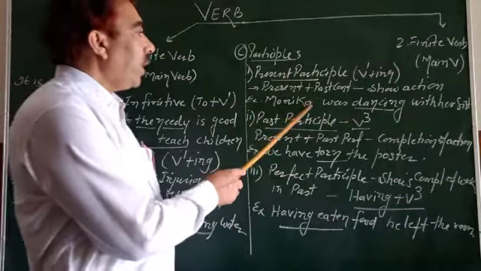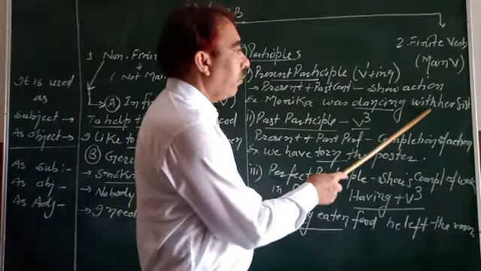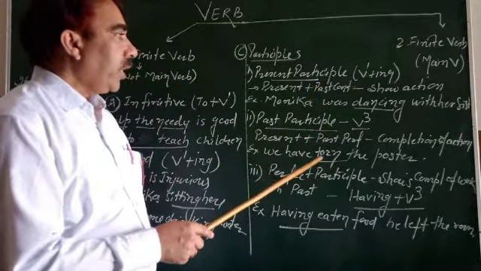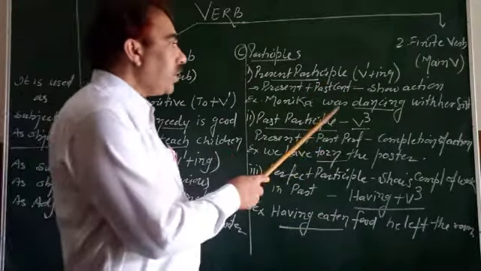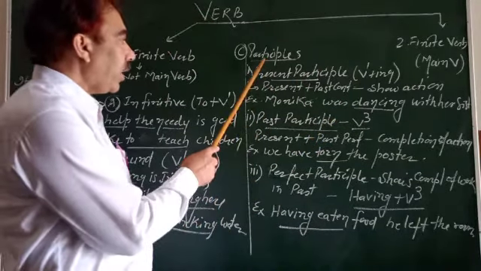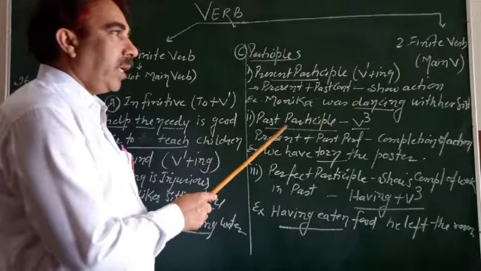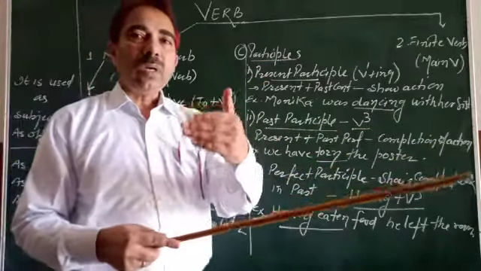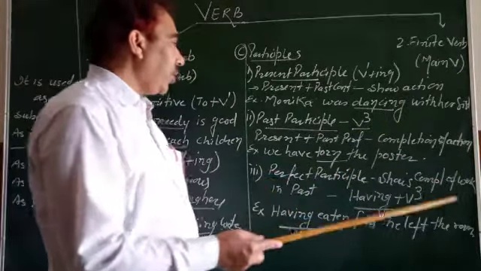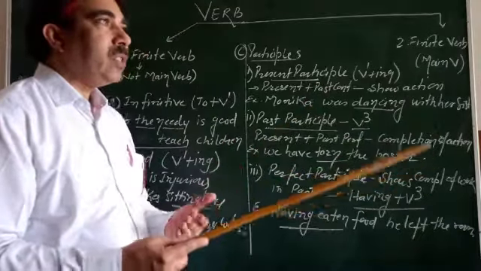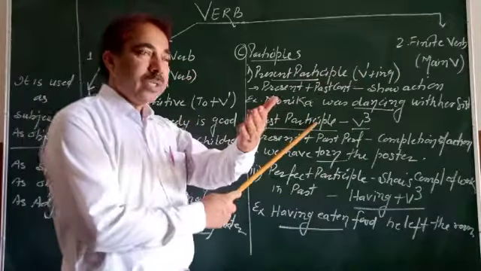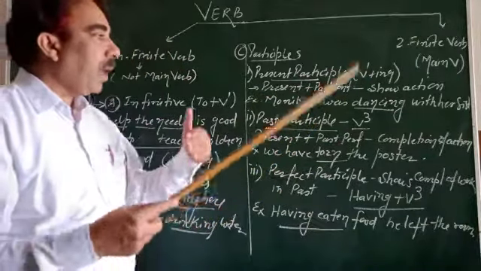For example, Monica was dancing with her sister. In this sentence, the word dancing is showing the action in past continuous tense, was dancing. Next subtype of participle is past participle. It is used in the form of third form of verb. It shows completion of action in present perfect tense or past perfect tense.